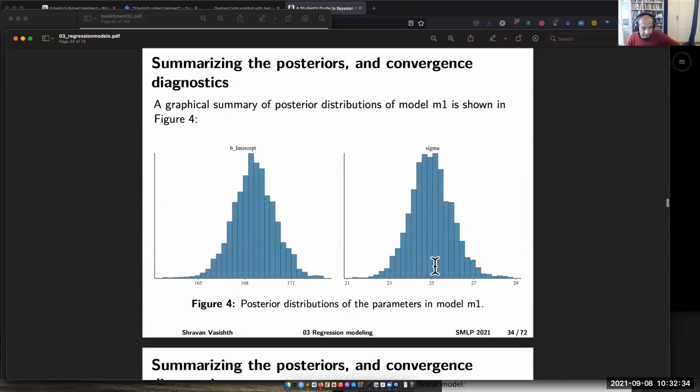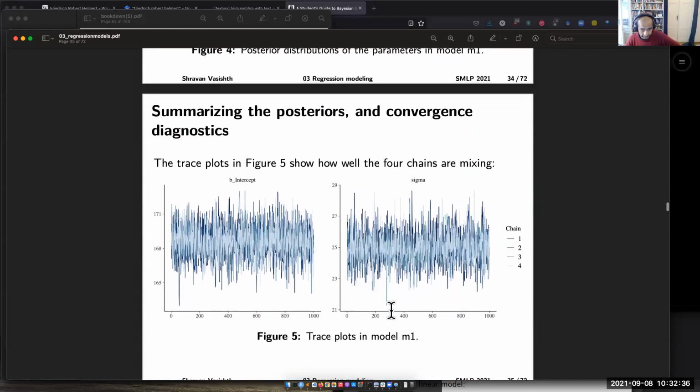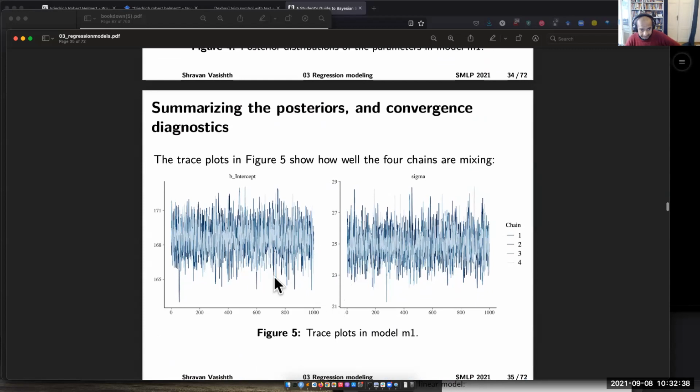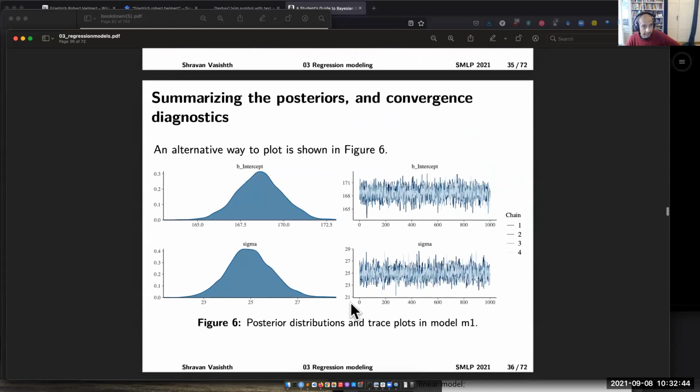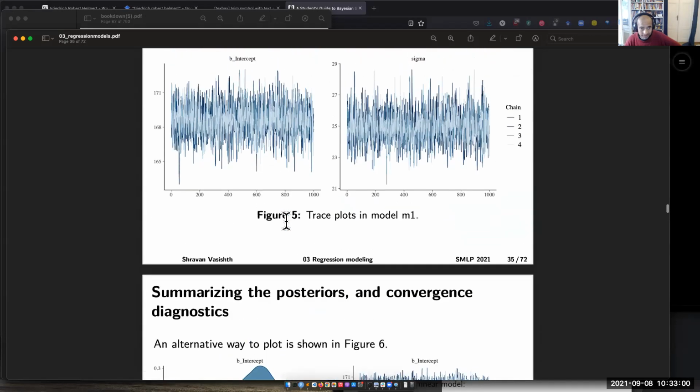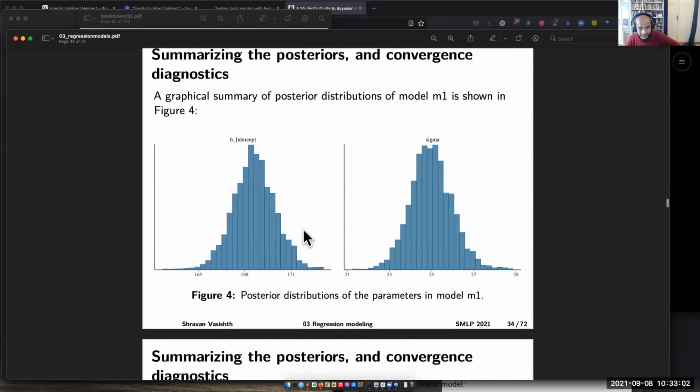We've got the posterior distributions. And I've explained what the trace plots are. These are called trace plots. And they have this distinctive shape when they are done. There's another way to plot this. This is the Bayes plot function, which shows the posterior as a density plot and the trace plot side by side. Typically, I don't use this for published papers because my readers don't need to see the trace plot. They just need to see the posterior, right? So typically, I will only display the posterior distribution.